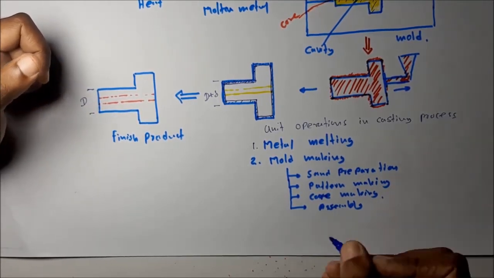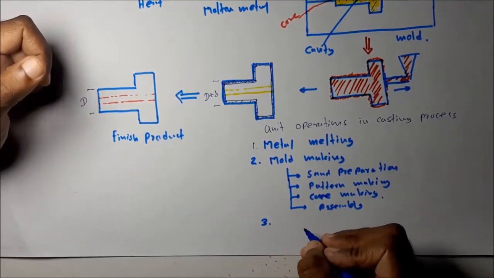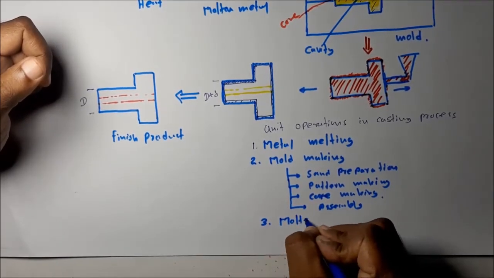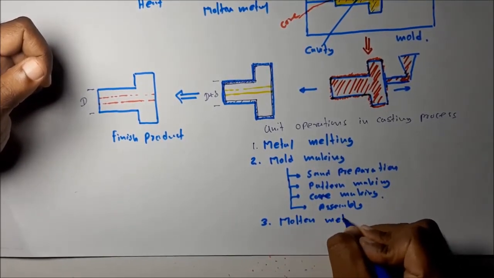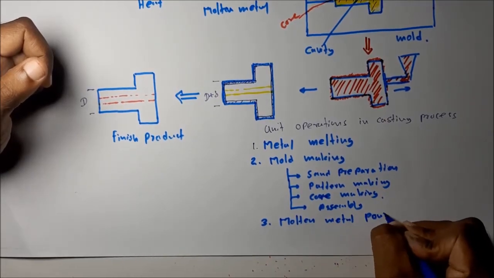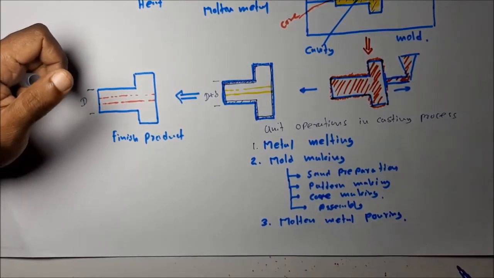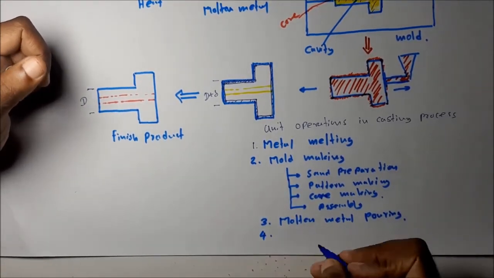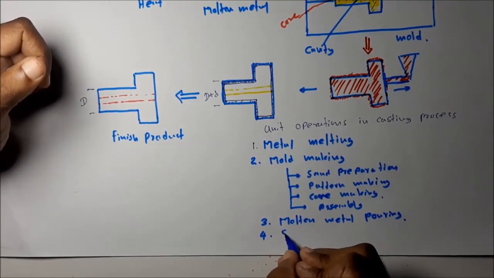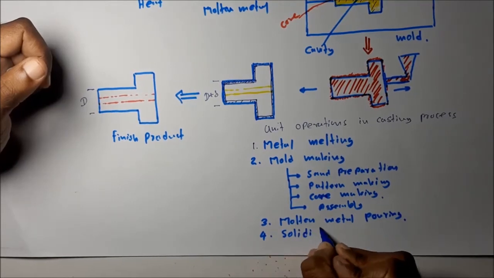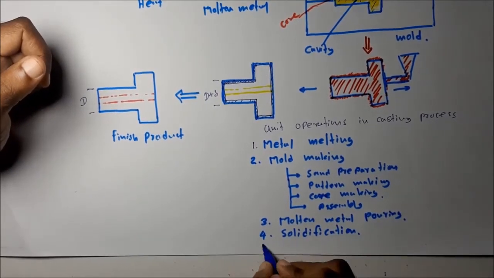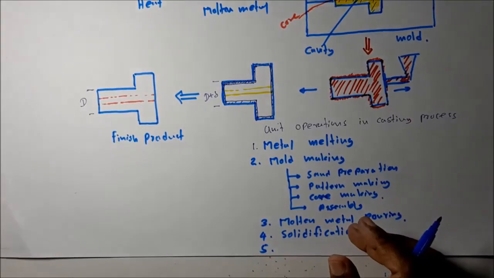Then the third operation we can identify is molten metal pouring, another main operation in this process. Then the fourth operation, solidification. Then the fifth operation, the finishing operations.